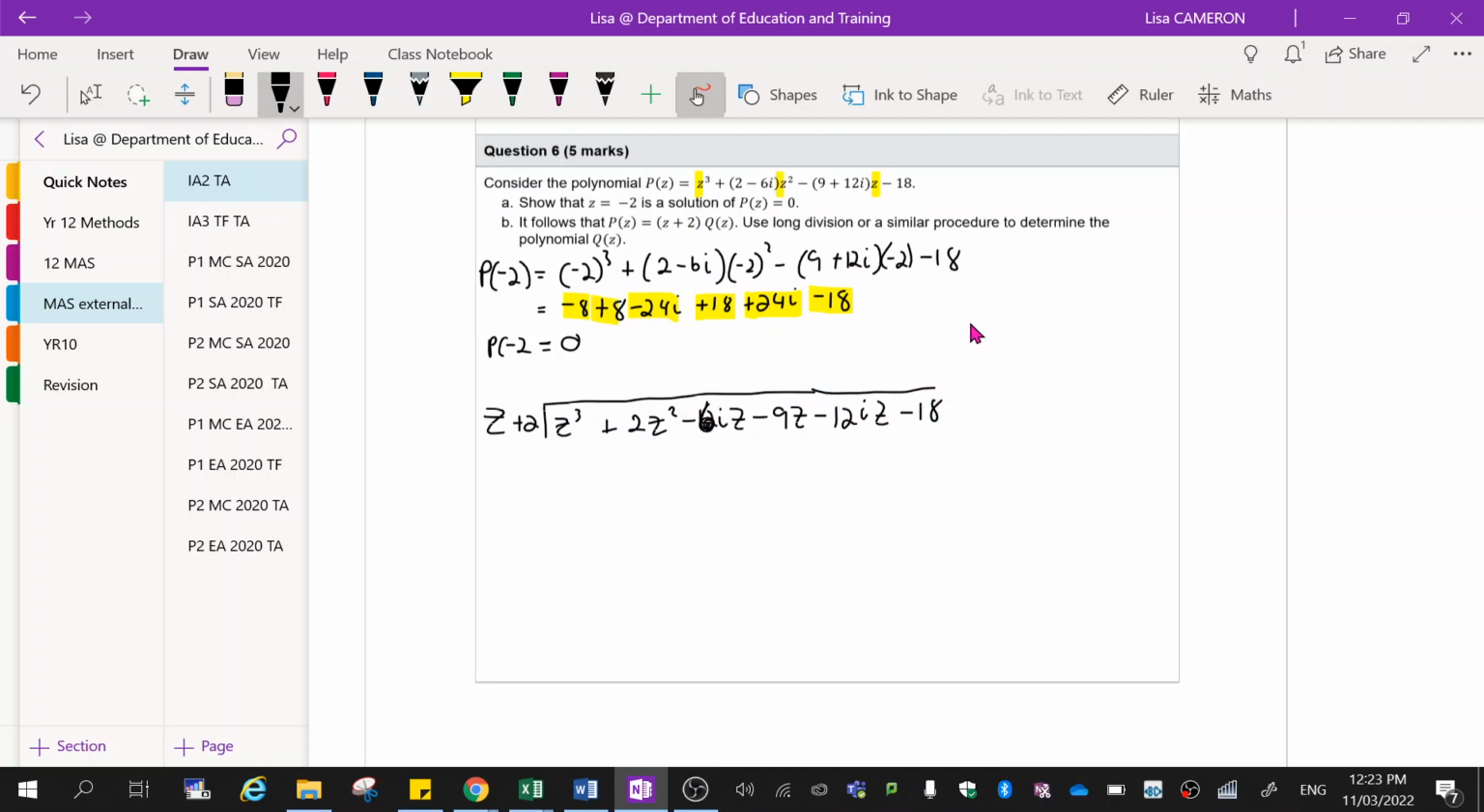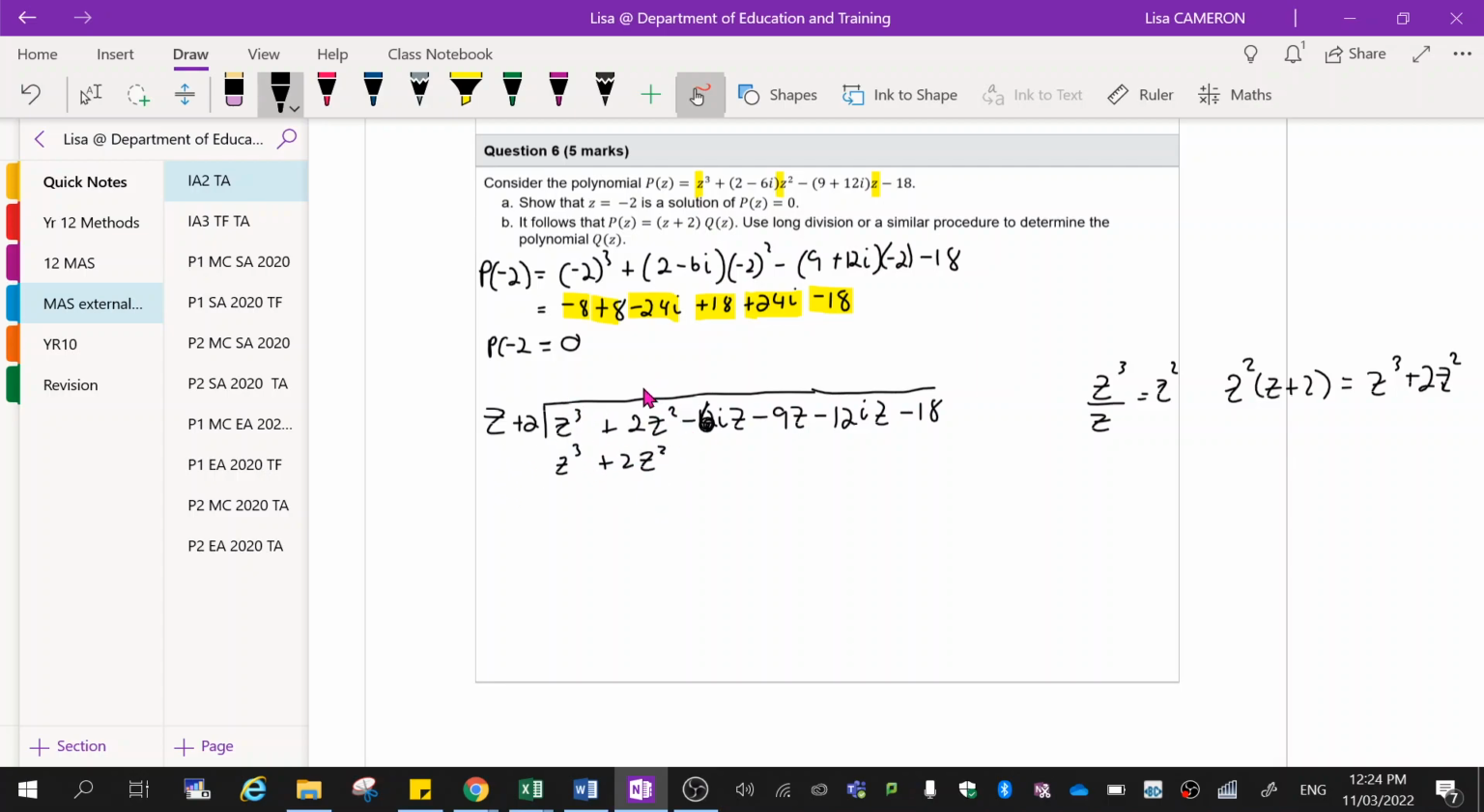Now we're going to do the fun stuff that we always do for our long division of a polynomial. So the z cubed term in the first part divided by z will give me z to the power of 2. Now I'm going to work out what would need to be subtracted if I multiplied that part in the front by z to the power of 2, which will be z cubed plus 2z squared. So that is the first thing that's going to get subtracted from the equation.